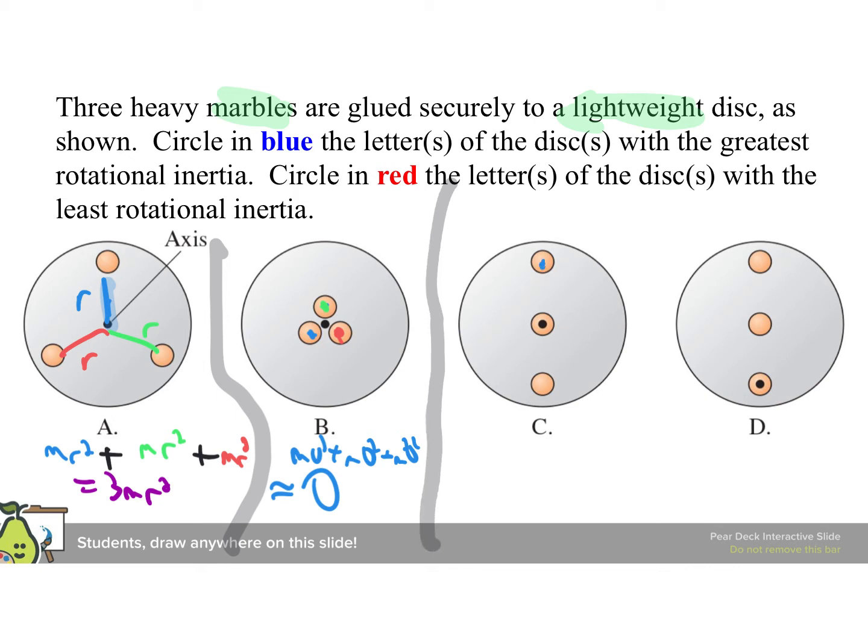All right, here we have mr squared. We're rotating around that point, so we get m times 0 squared. And then we have this one, and that's m times r squared. So all told, these equal 2mr squared.